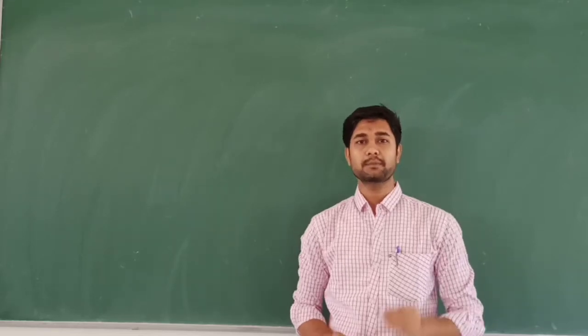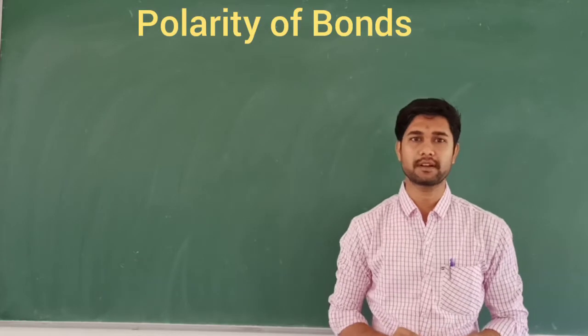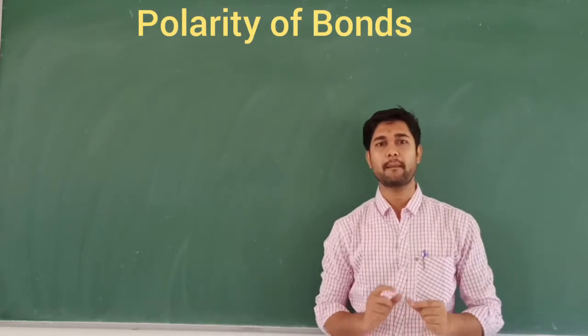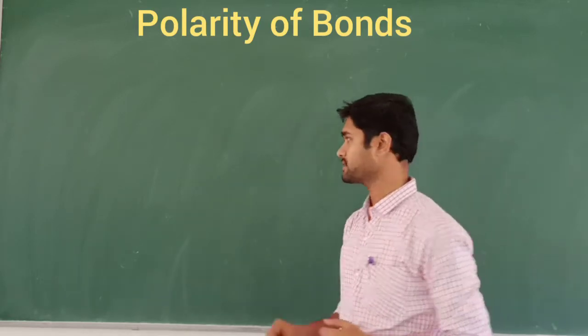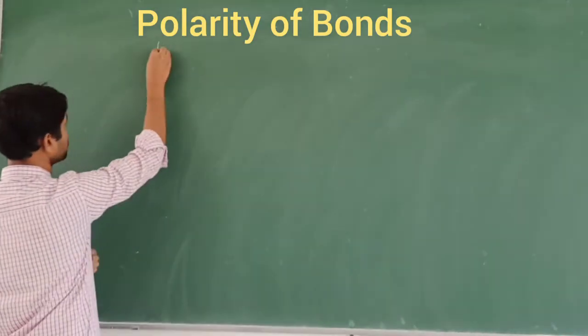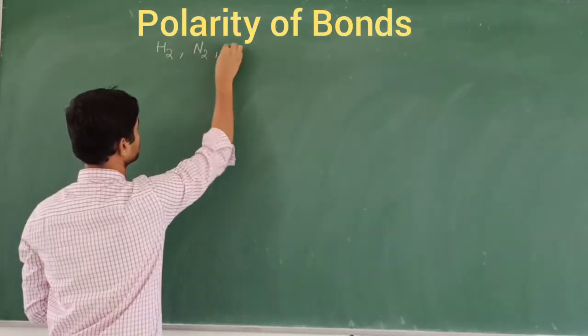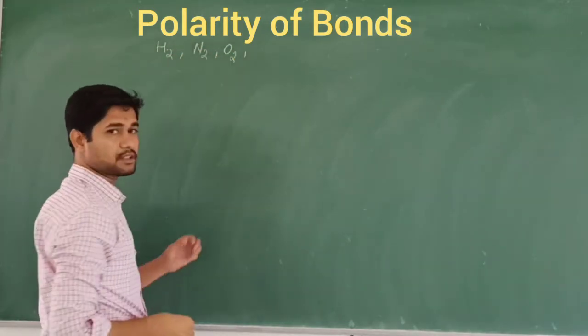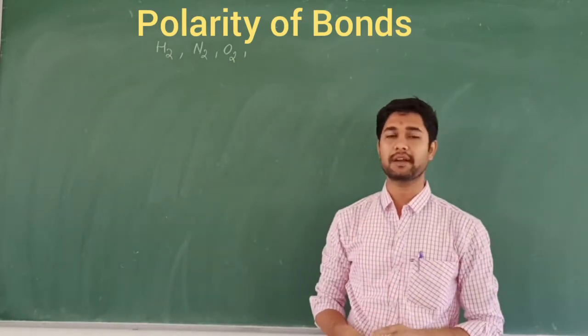Let's discuss the polarity of the bonds. You know the covalent bond very well, right? The covalent bond is nothing but a mutual sharing of a pair of electrons between two atoms. Examples are homonuclear molecules like hydrogen, nitrogen, and oxygen. These are the best examples of covalent bonds because there is a shared pair of electrons between them.